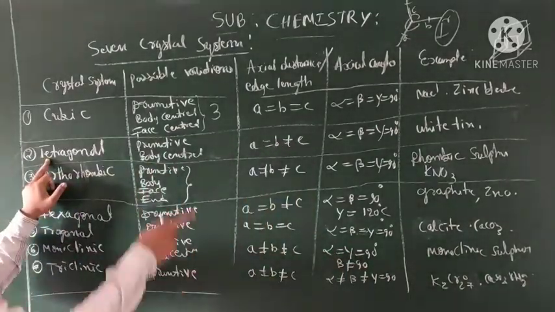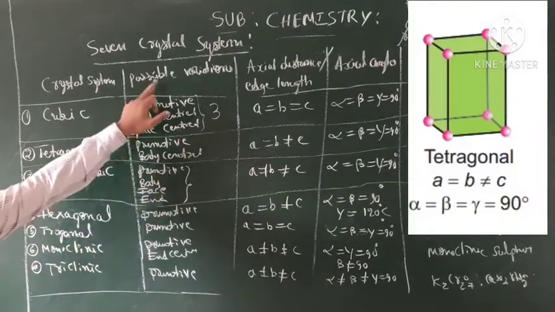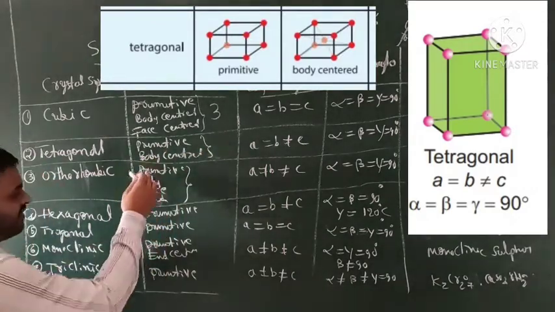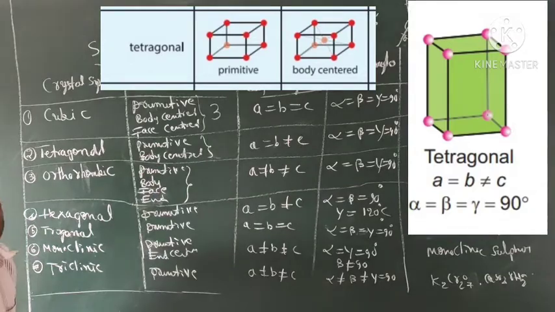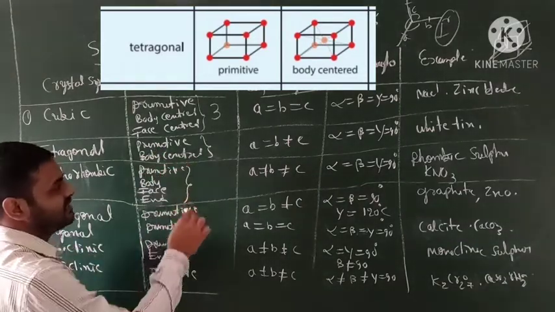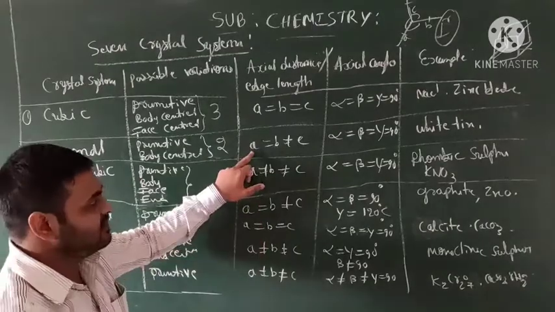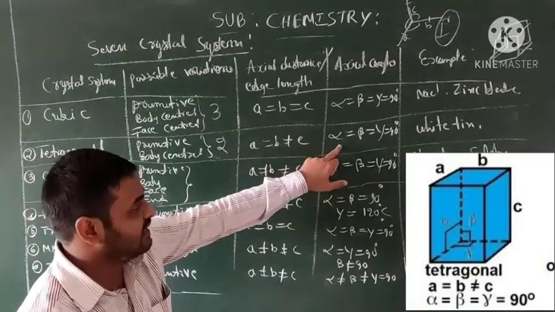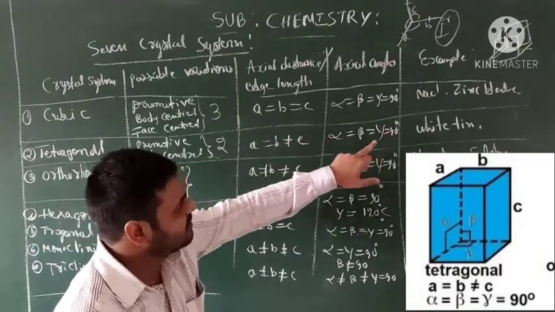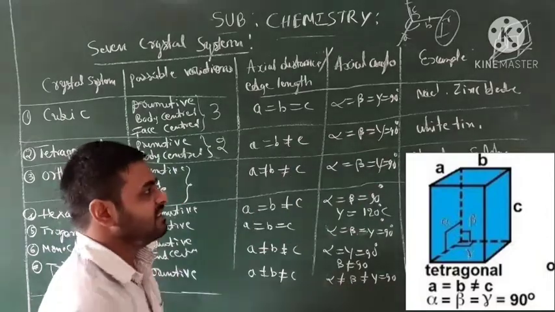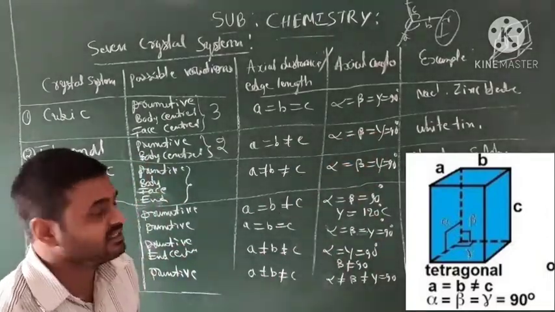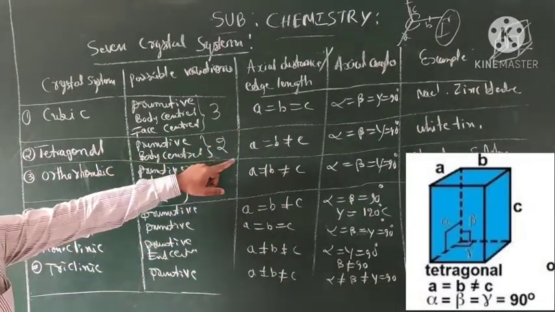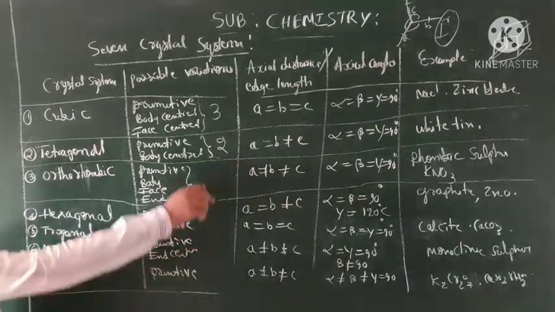Okay, next tetragonal. This is a tetragonal structure. How many variations can we observe? Listen students, observe all the structures: primitive structure is compulsory. Primitive and body center, total 2. In this system, axial distance A is equal to B but not equal to C. And the angles alpha, beta and gamma are 90 degrees. The example is white tin. This is tetragonal structure. A is equal to B but not C.